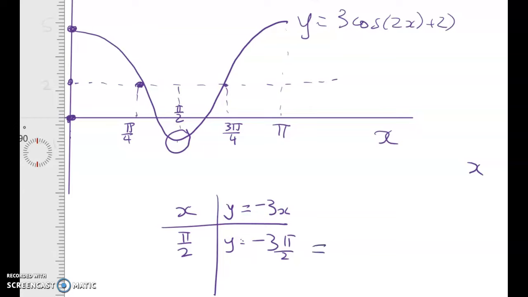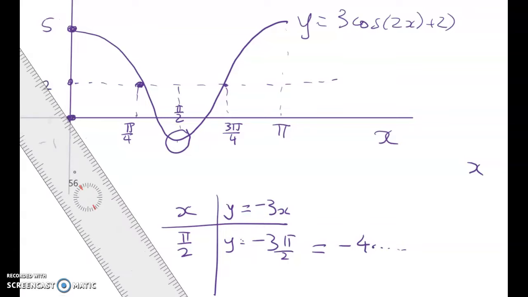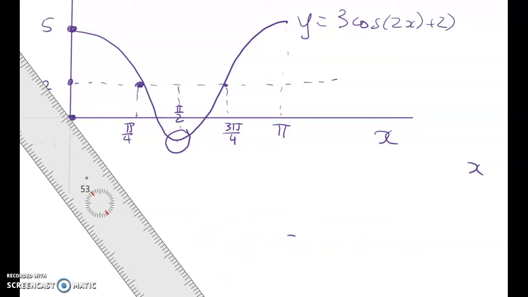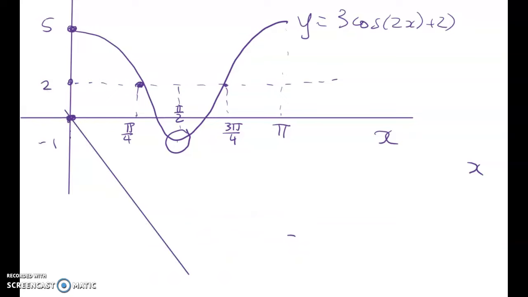So that's equal to, I don't know, -4 point blah, blah, blah. And that is far, far below where that graph is. So if you draw that graph on, let's get rid of that table, this is what it's going to look like. Right, and there are no intersections.